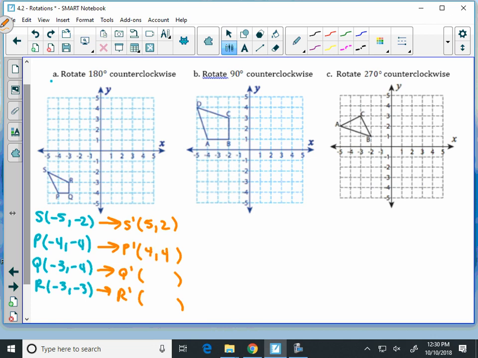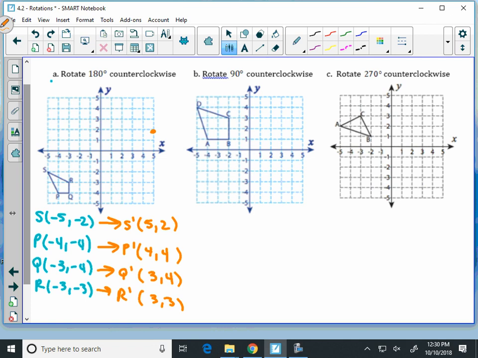Positive. We have a -3 and a -4. They're both going to become positive. We have a -3 and a -3. They're both going to become positive. Sometimes your points are different. One of them, the first number might be positive and the second one might be negative, and you're doing a 180-degree rotation. That's fine. You just change the signs to the opposite of whatever they are. Same rule still applies. And then once you do that, you just plot your new points.